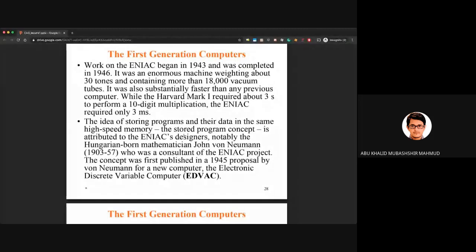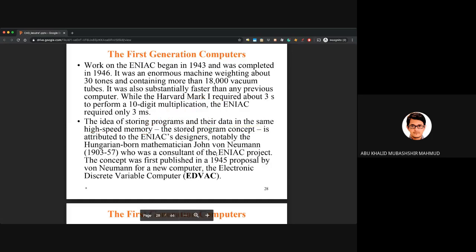Now let's go through it again. The idea of storing programs and their data in the same high-speed memory is the fundamental block that we use now. Random access memory. The founding principle used here is this. It was introduced that we can store both the program and data in the same high-speed memory.